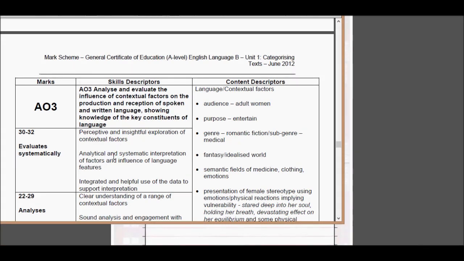Analytical and systematic interpretation of factors and influence of language features. So where the script was mentioning pre-modifiers and specific verbs, and it was integrating those from different places in the extract, and the integrated and helpful use of the data to support the interpretation. Almost every point made in that model answer was supported, often linked to theorists, linked to methods of understanding, to demonstrate on the whole a very, very strong answer, which did get full marks.